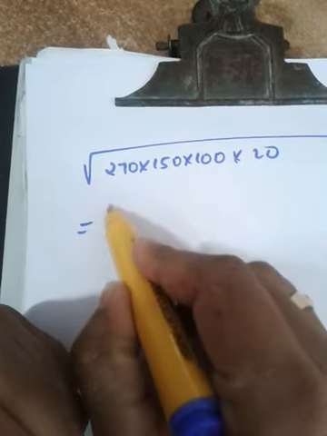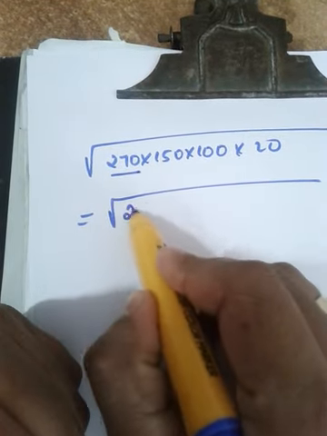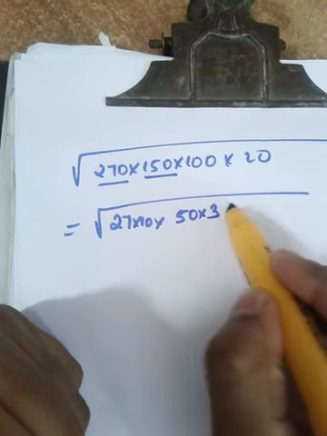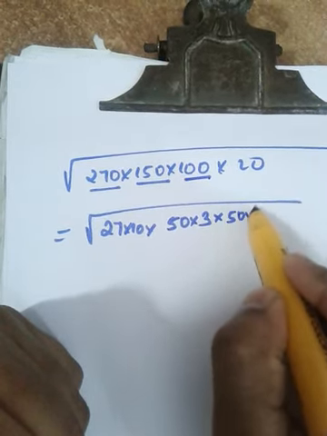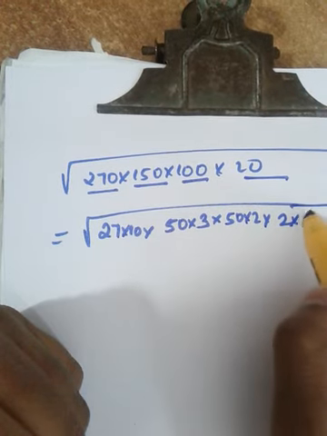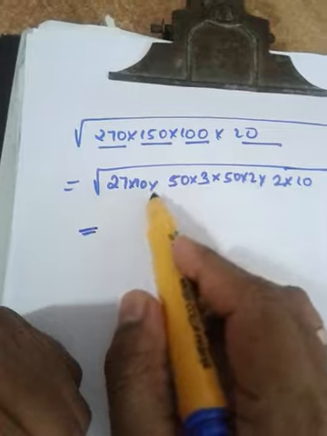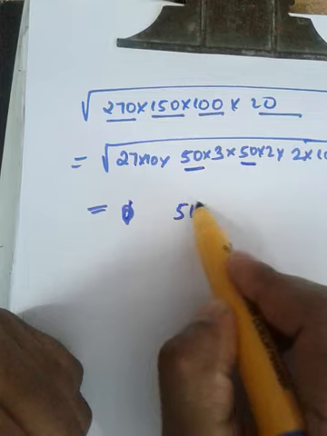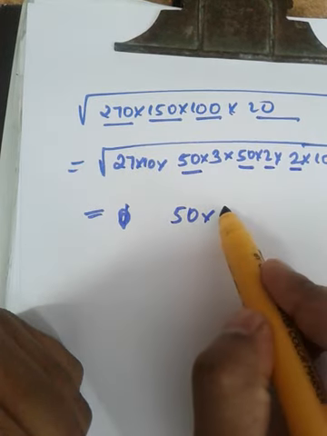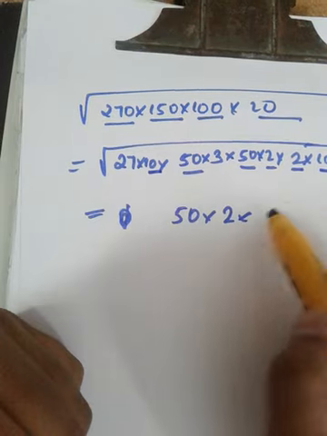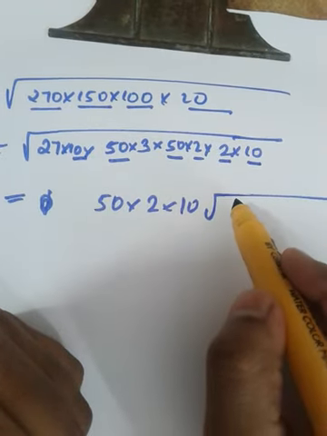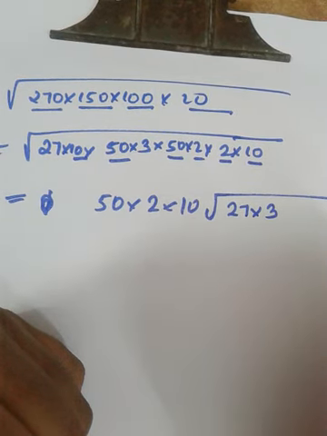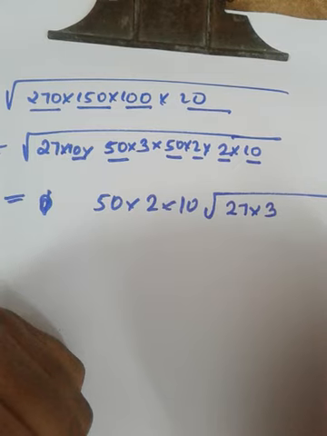So here, this 270, as I said, can I write 27 into 10? Yes. Then 150, can I write 50 into 3? Yes. Then this 100, can I write 50 into 2? Yes. This 20, can I write 2 into 10? Yes. So what I did, I made the presence of two same numbers. Now we just apply square root. What is square root of 50 into 50? 50. What is square root of 2 into 2? 2. Then what is square root of 10 into 10? 10. Then under the square root, which numbers will remain? 27 will remain. Then 3 will remain. Isn't it? Yes, that's it.